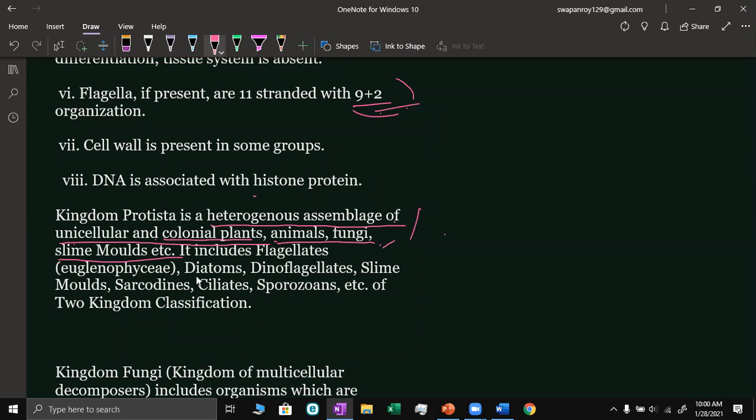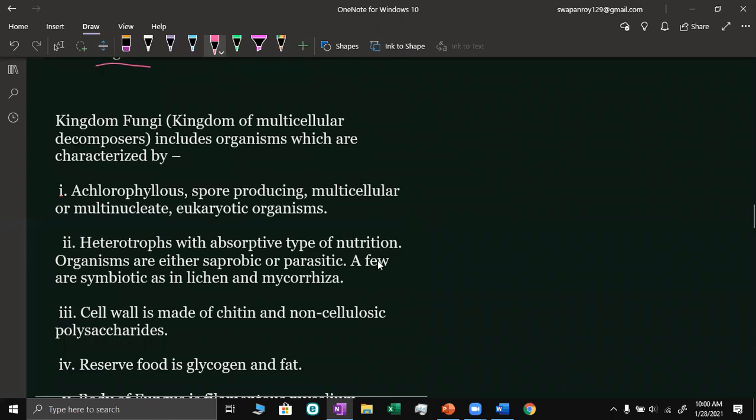Here, diatoms, dinoflagellates, slime molds, euglenoids, ciliates, sporozoans, etc. In the two kingdom classification, these were either in the plant kingdom or in the kingdom fungi. Kingdom Fungi is a multicellular decomposer. Here the organisms are naturally multicellular eukaryotes and achlorophyllous, that is heterotroph. They cannot synthesize their food.